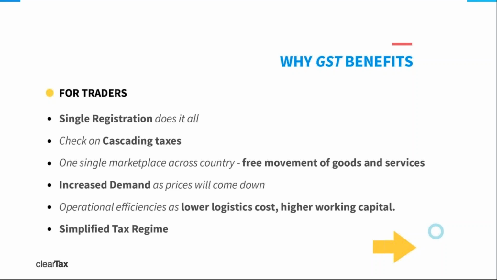Operational efficiencies, definitely yes. Low logistics cost, higher working capital. In the sense, today if you are dealing with multiple states, your refund is stuck with multiple states, so that also inflates the amount of working capital that is required. But under a single compliance system, you'll have more money at your end for disposal, and you'll have higher working capital. So these kinds of operational efficiencies will also prevail under the GST regime, and definitely it's a simplified tax regime. That is the objective of the government when they claim for GST implementation.